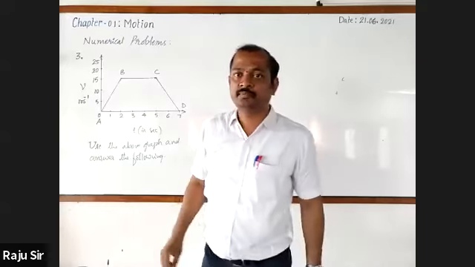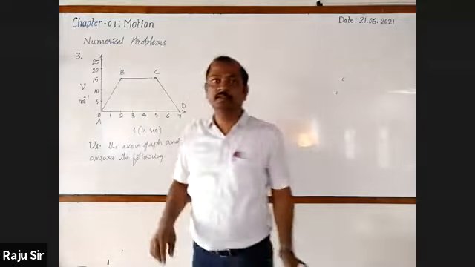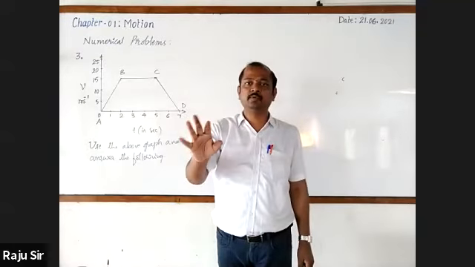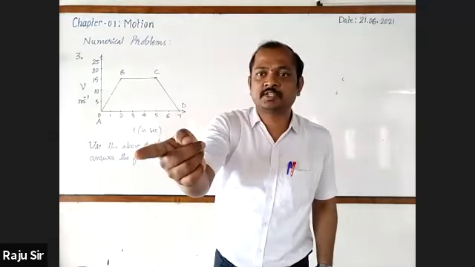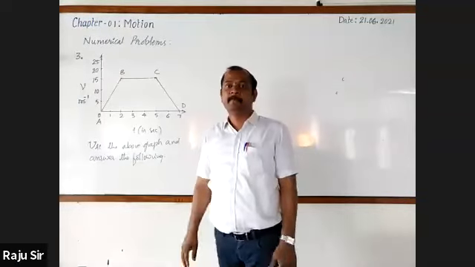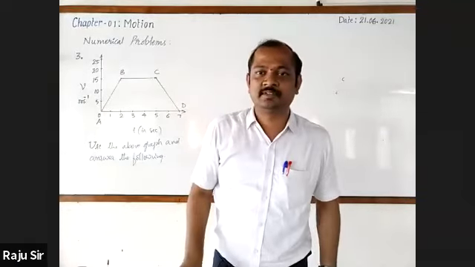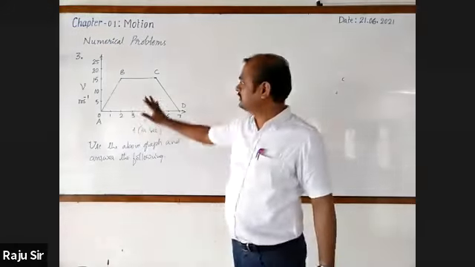Rachit, what does BC indicate? Uniform velocity. Constant speed. Constant velocity, constant speed, and uniform speed are all the same. Again, Akshay, what does CD indicate? Uniform deceleration. Rachit, by observing this, could you tell?